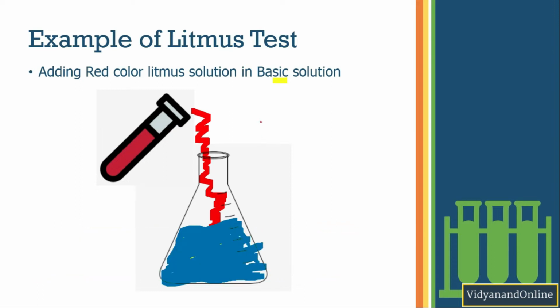So for basic solution we have the mnemonic device BRB. And what does that mean? It means that basic turns red litmus to blue, or you can also say B to B, which says that basic turns the litmus into blue. So whenever you add a red litmus solution to a basic solution, then the color of the litmus solution will change from red to blue.